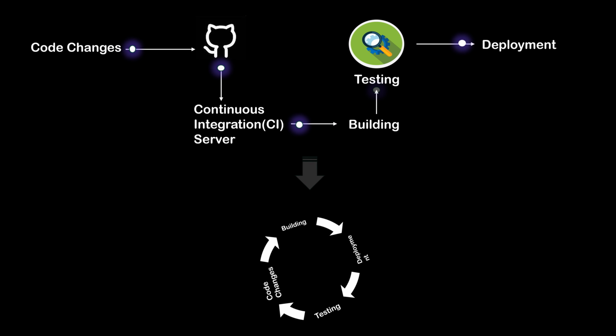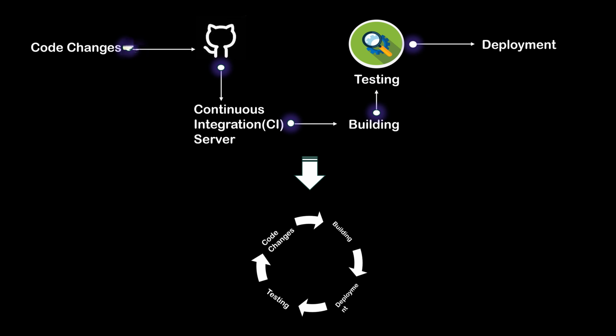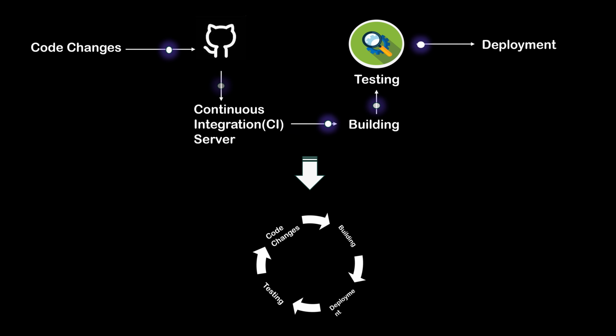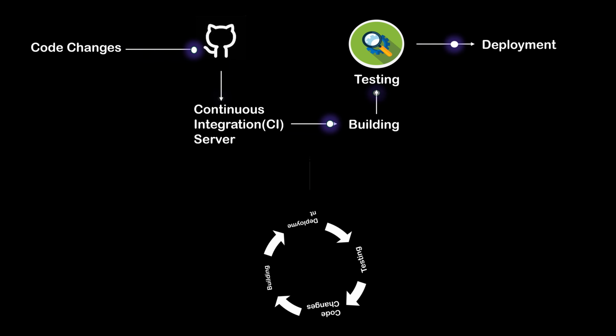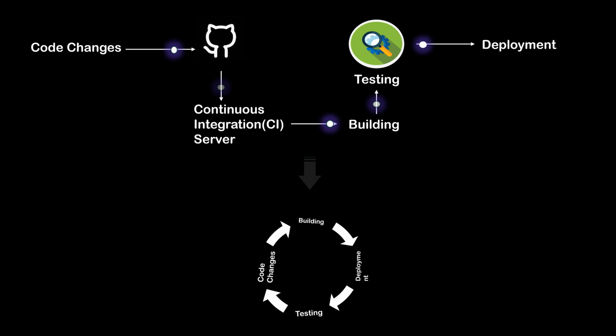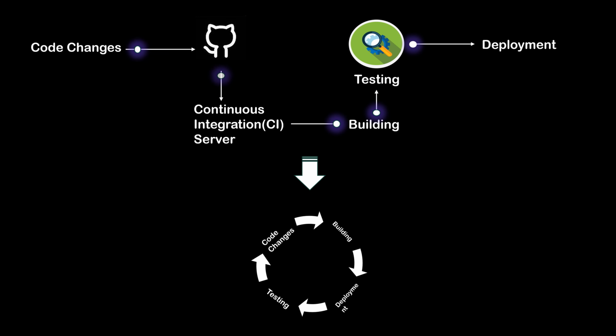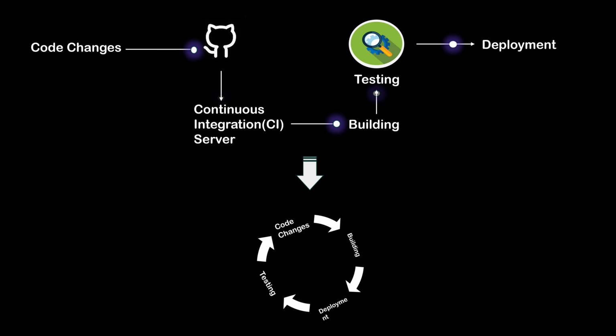The developer changes code on a regular basis and commits changes to a shared repository, and our CI server, which can be either Jenkins or GitHub Actions, will detect code changes automatically and integrate them into the CI/CD pipeline. A CI/CD pipeline is nothing but a number of steps which include instructions like building, testing, and deploying.